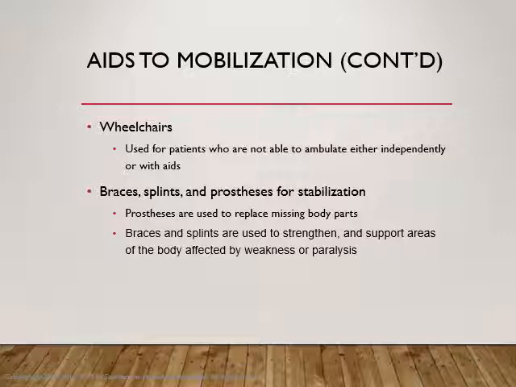Braces, splints, and prostheses for stabilization. Prostheses are used to replace missing body parts. Braces and splints are used to strengthen and support areas of the body affected by weakness or paralysis.